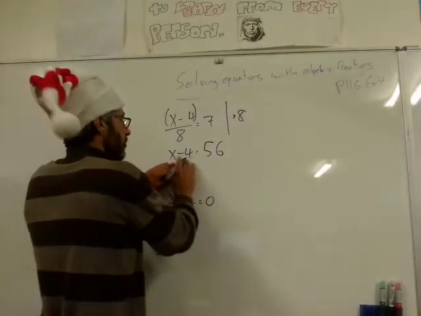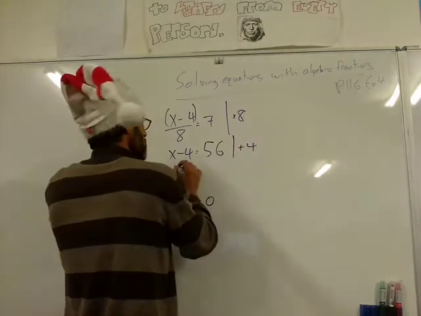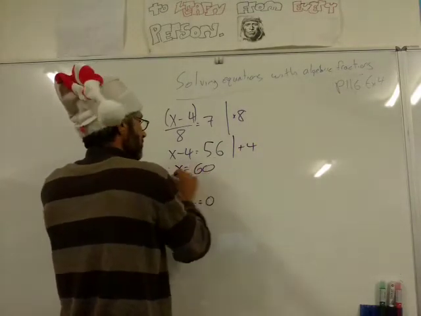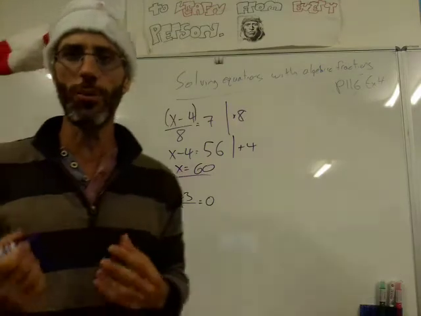Now, very easy, getting rid of the 4. We do plus 4, so x equals 60. We got the answer. Okay, so we start pretty easy.